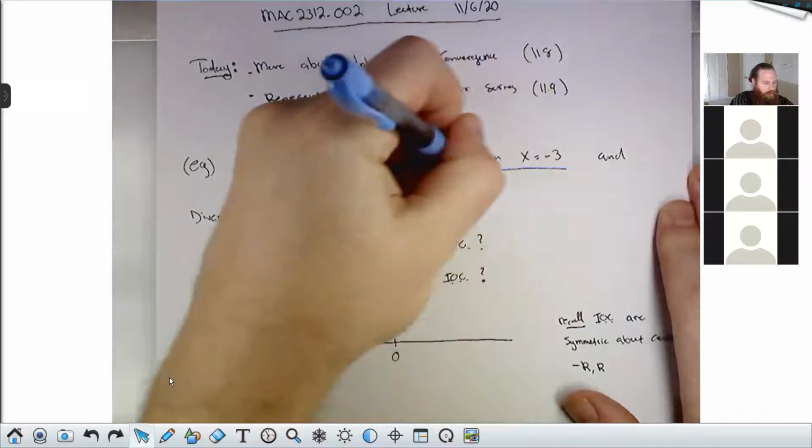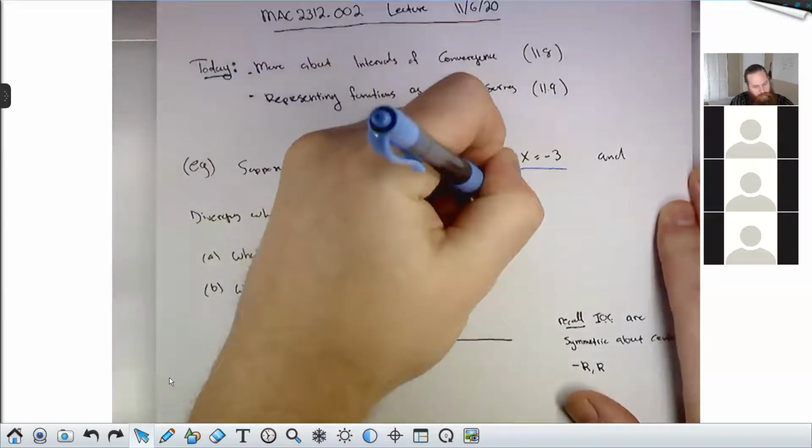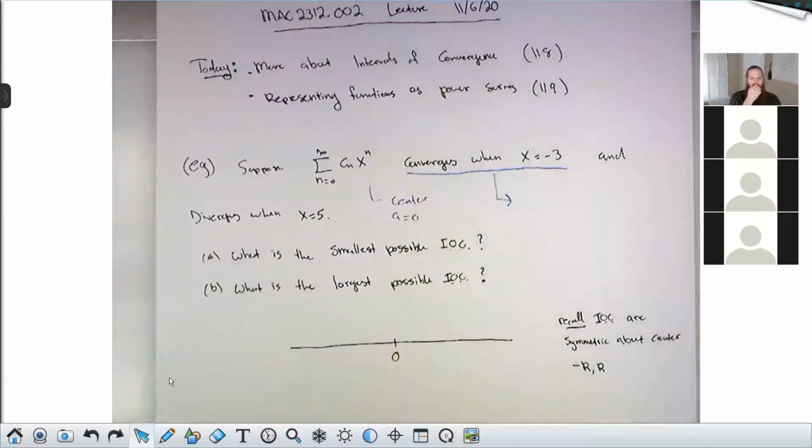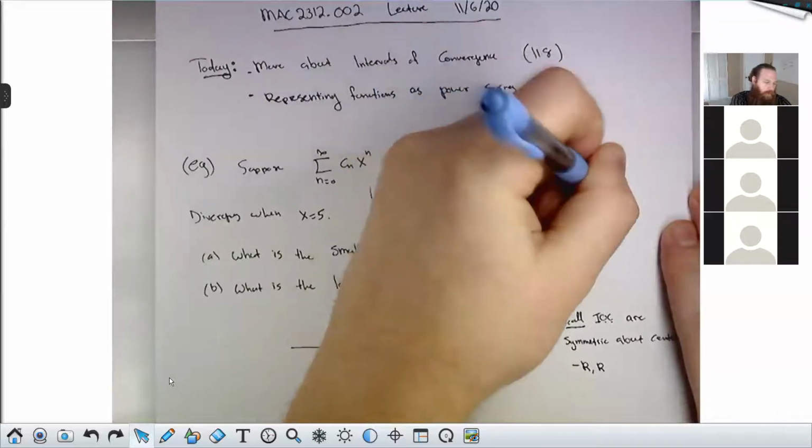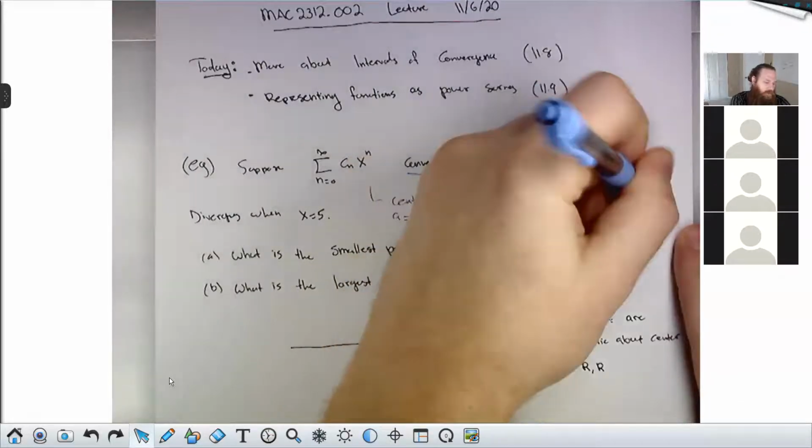If my series converges when x is equal to -3, that tells me something about the interval of convergence. What number must be in the interval of convergence? -3. Yeah, remember the interval of convergence is the set of all x values such that the series converges. If this series converges when you plug in x equals -3, then -3 must be in the IOC.